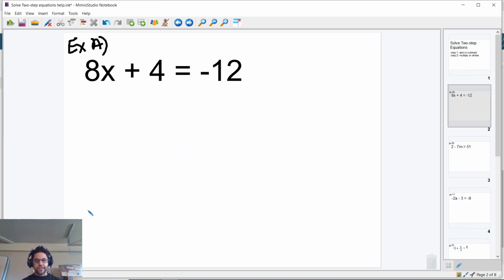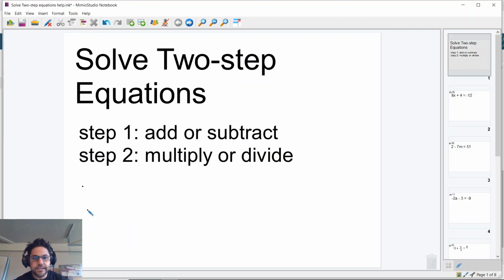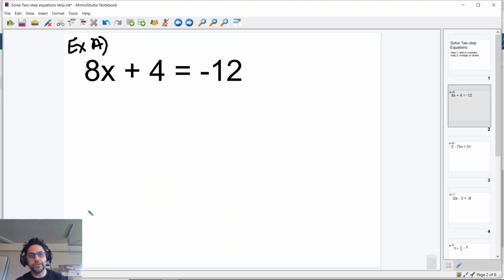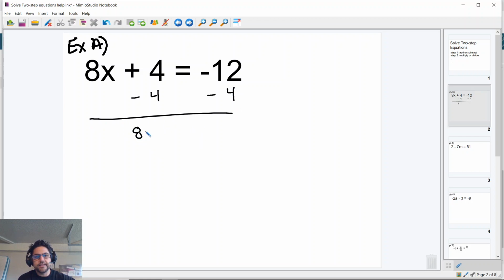All right, so got just a few. Step 1, add or subtract. Step 2, multiply or divide. So if you remember here, we're just going to subtract 4 on both sides. 8x is equal to, combine the integers, negative 16. Divide by 8. x is equal to negative 2.